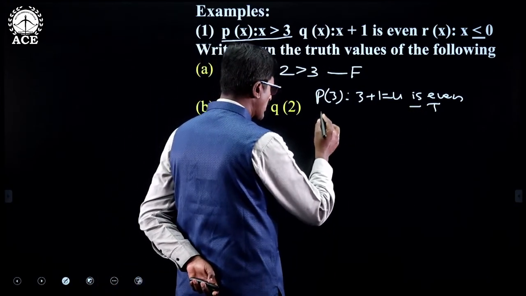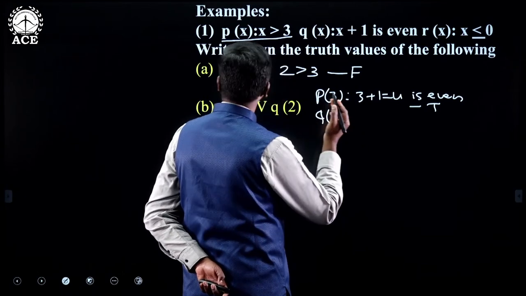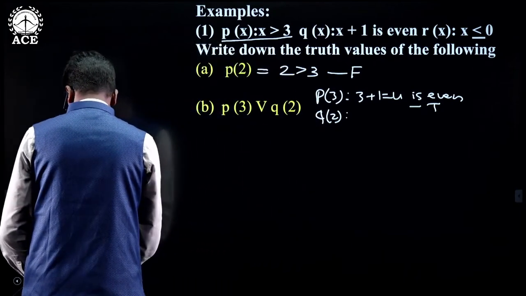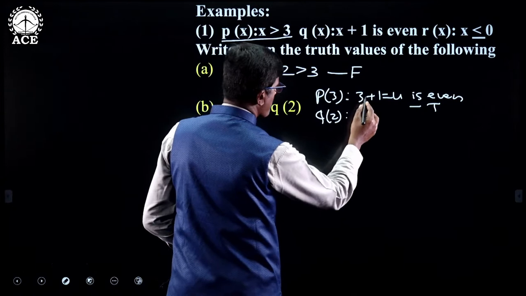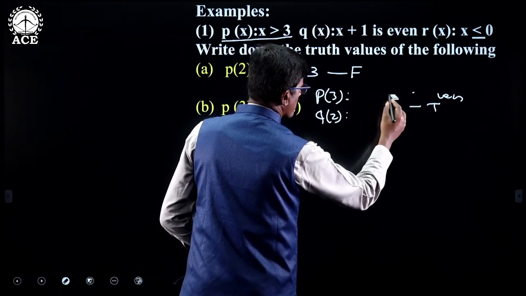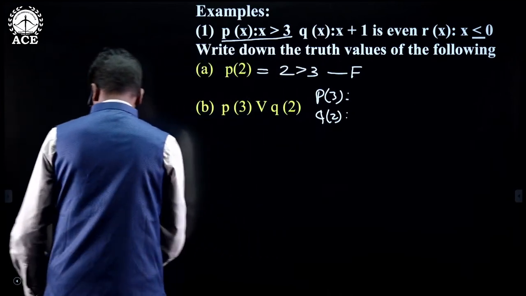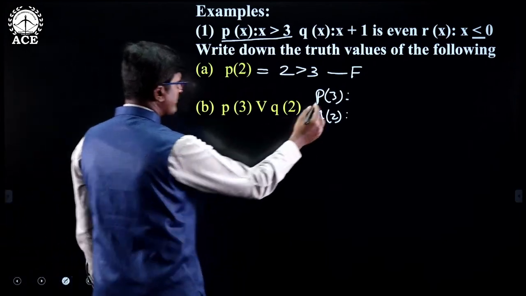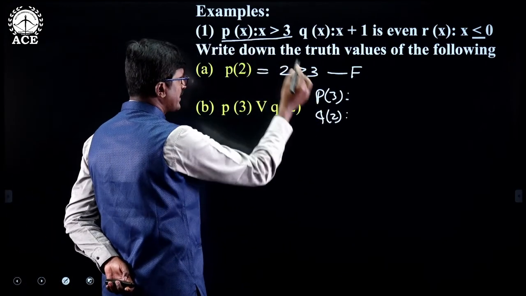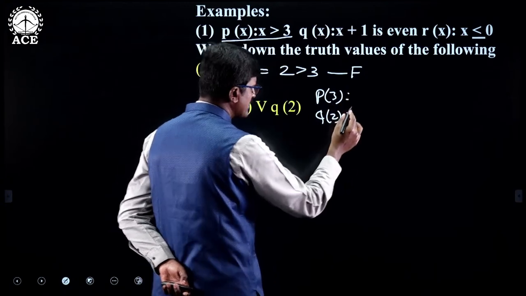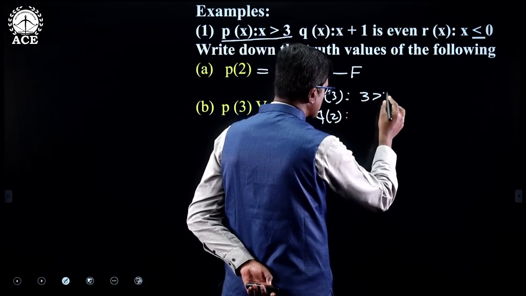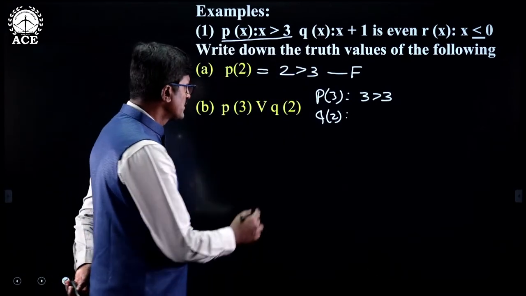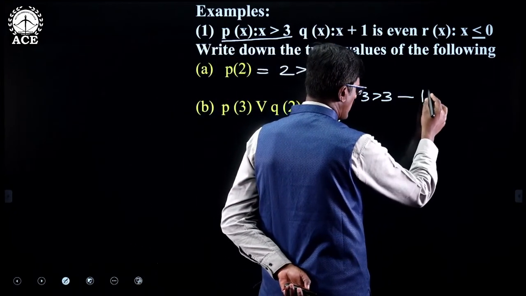What is the truth value of P of 3? P of X is X is greater than 3, so P of 3 is nothing but 3 is greater than 3. Is 3 greater than 3? No. 3 is not greater than 3. 3 is equal to 3. So the truth value of this is false.